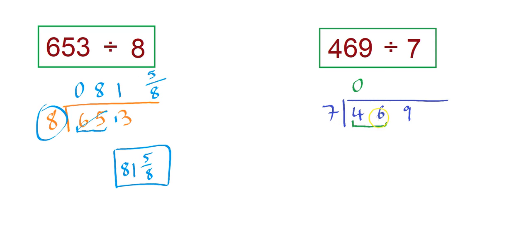I go 7 into 46. Now that's 6. And 7 6s are 42, right? So that gives me 4 left over. So finish with these guys now. 7 into 49. That's 7. And 0 remainder. So the final answer is 67.